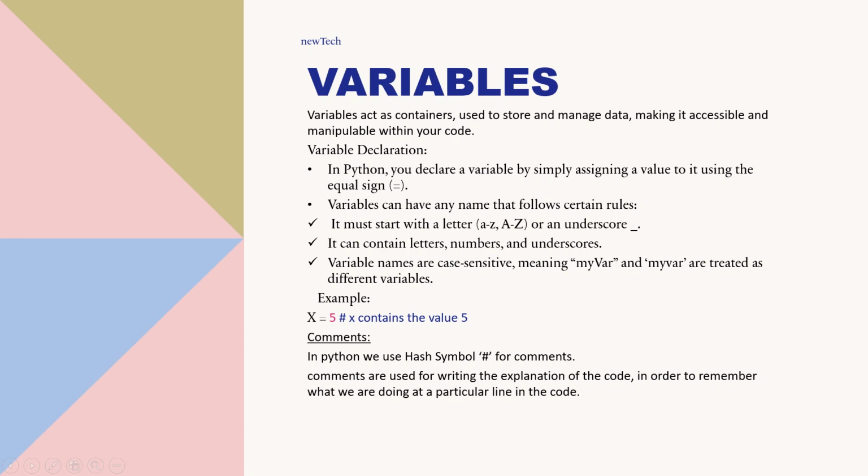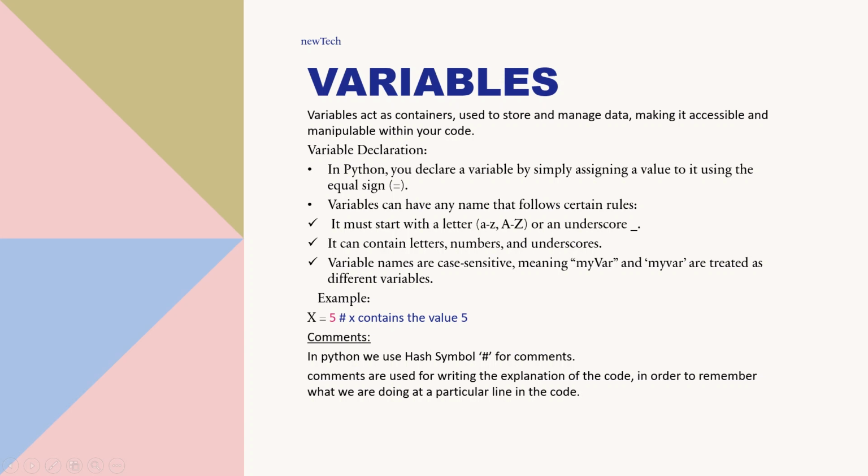Variables act as containers used to store and manage data, making it accessible and manipulable within your code. Variable declaration: in Python, you declare a variable by simply assigning a value to it using the equal sign. Variables can have any name that follows certain rules. It must start with a letter, lowercase from a to z, uppercase from A to Z, or an underscore. It can contain letters, numbers, and underscores. Variable names are case sensitive, meaning myvar and myVar are treated as different variables.